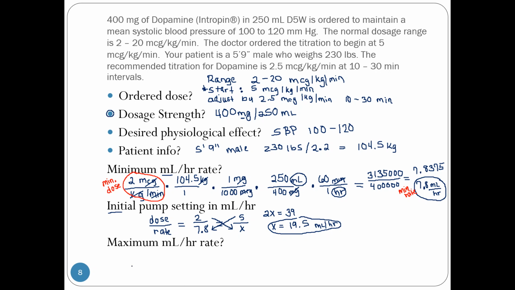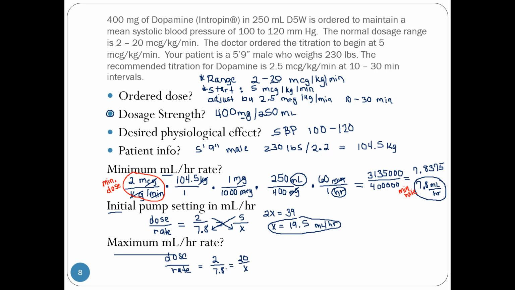So I go on to my next question, and it says maximum. Again, I'm going to use my idea of a proportion, dose over rate. I'm going to use the minimum, where we had mentioned and circled the minimum dose was 2, the minimum rate 7.8. And the range is what we're focusing on, and the maximum of the range is 20. That has a label with micrograms per kilogram per minute, so that goes on the top. Put my X on the bottom.